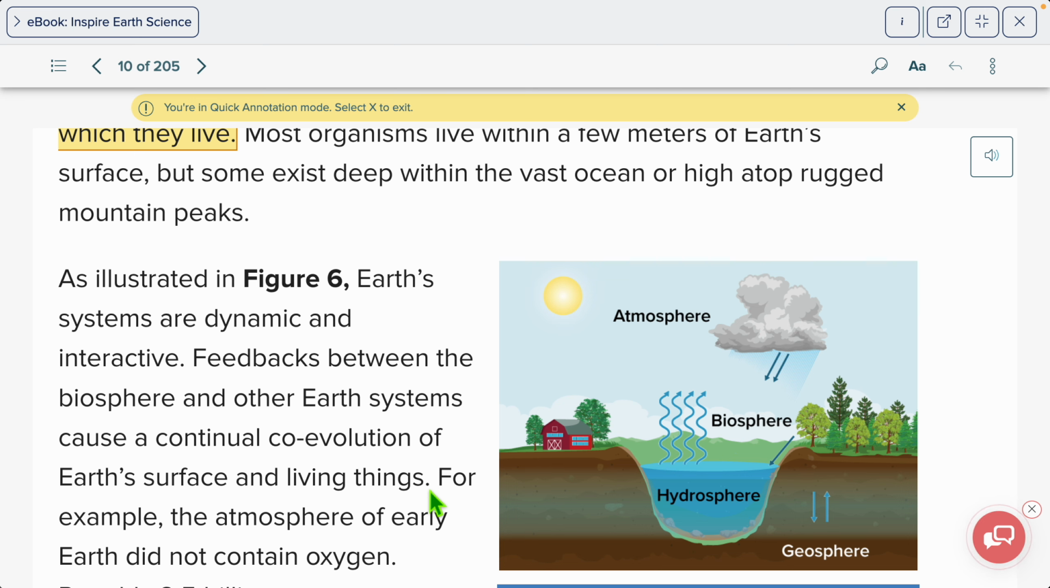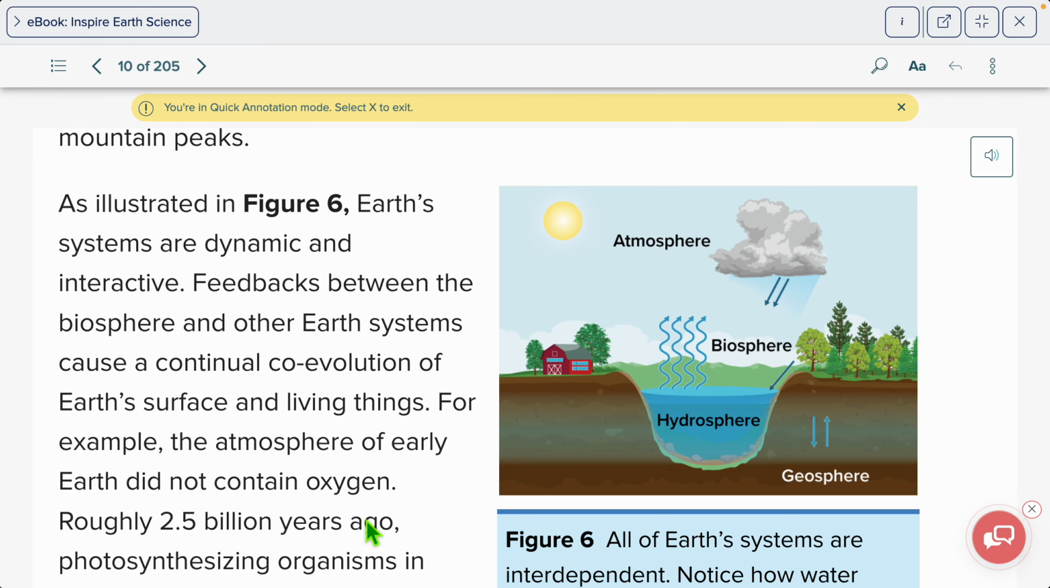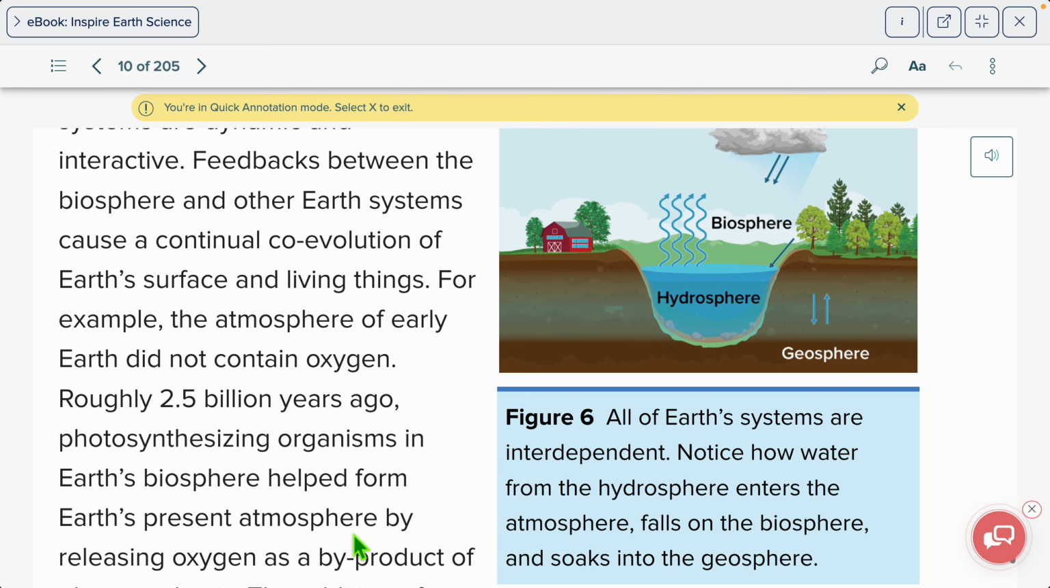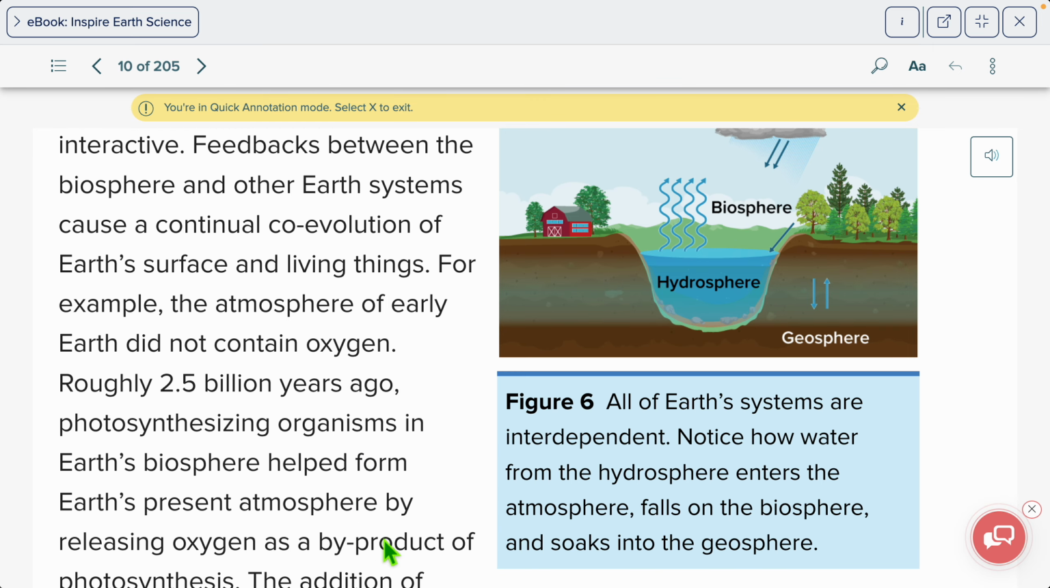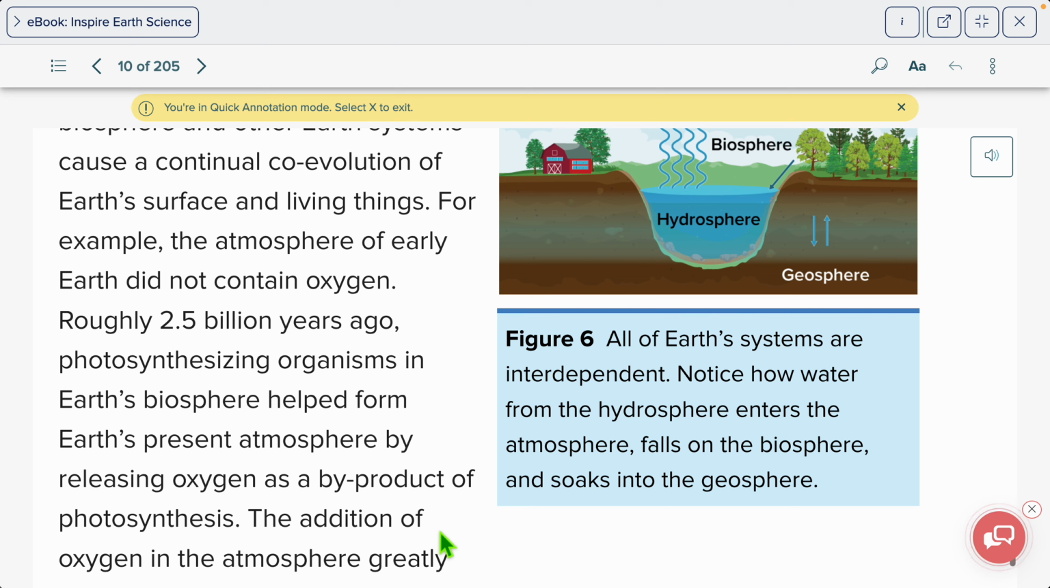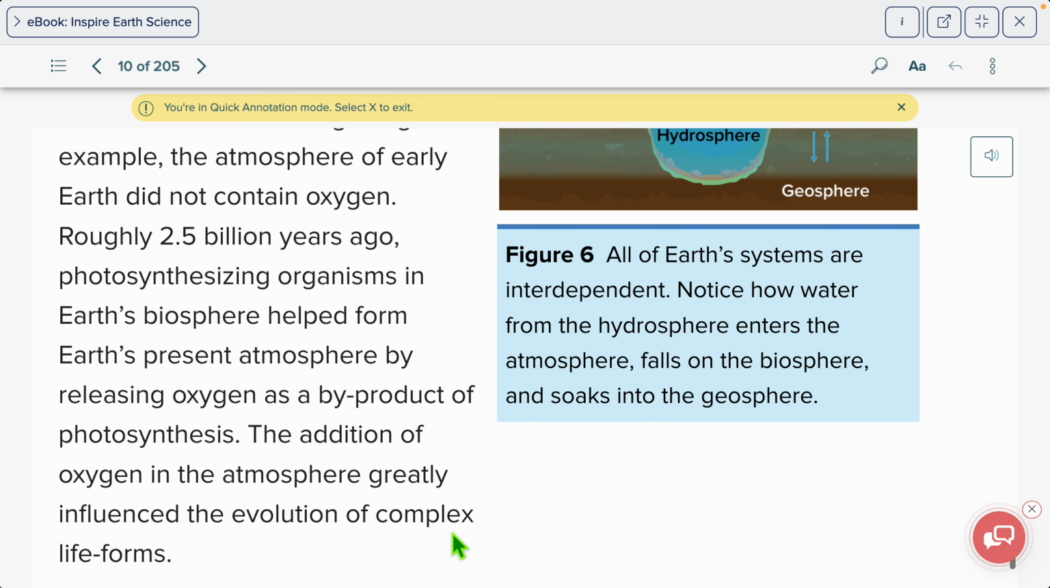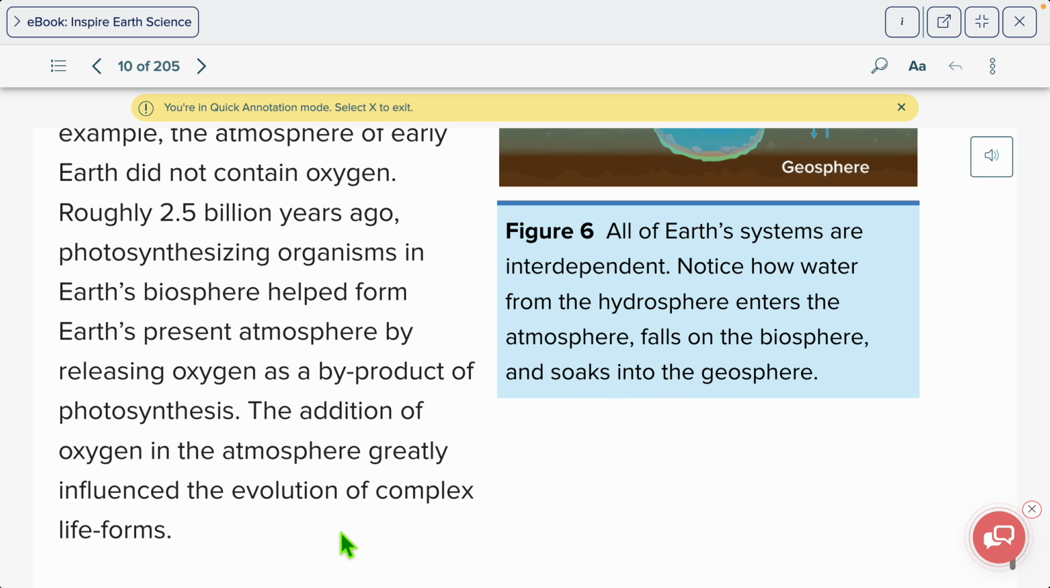But for example, the atmosphere of early Earth did not contain oxygen roughly 2.5 billion years ago. Photosynthesizing organisms in Earth's biosphere helped form Earth's present atmosphere by releasing oxygen as a byproduct of photosynthesis. The addition of oxygen to the atmosphere greatly influenced the evolution of complex life forms. So before that oxygen, everything was like single-celled organisms.